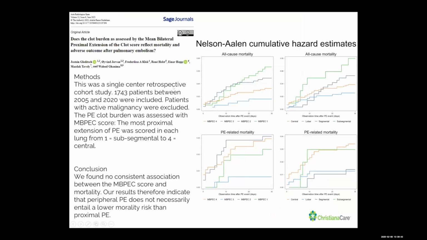There are studies talking about central versus peripheral clot correlated to mortality. This is a study, you can look it up later. It found that there's no correlation between central or peripheral clot and mortality. So all bets are off. Saddle PE has no clinical significance.